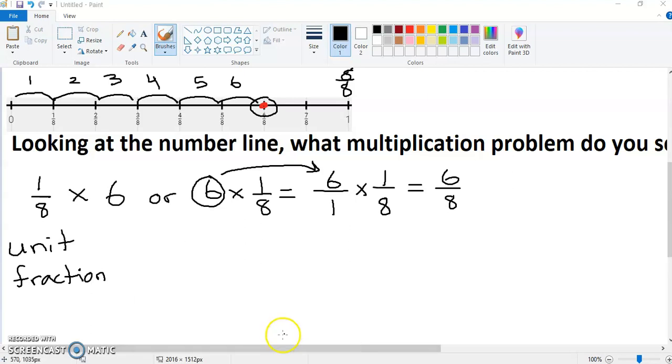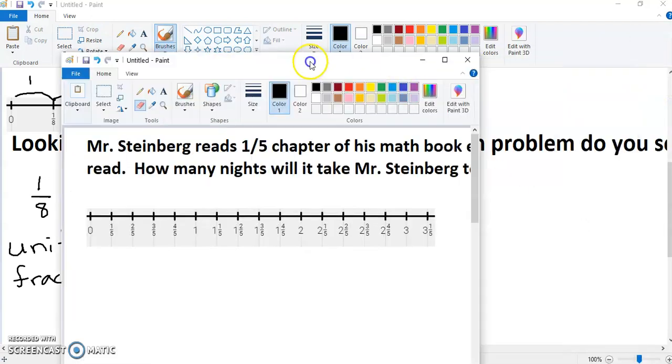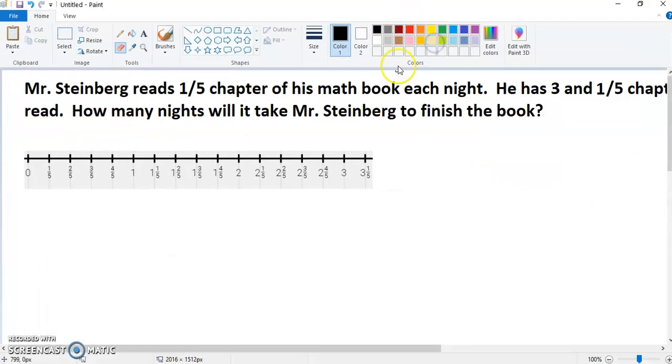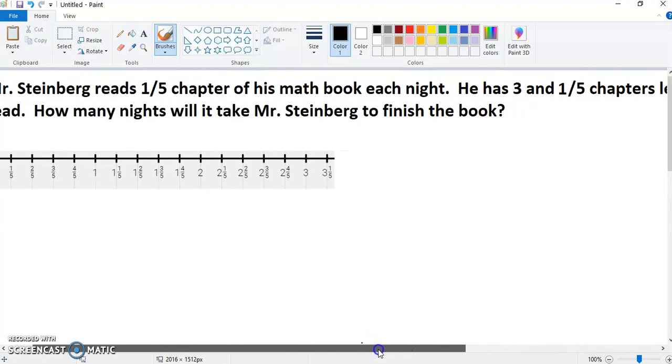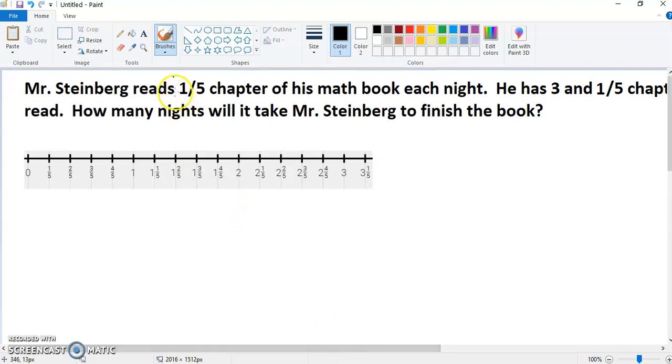All right, let's take a look at one more. This one's a little bit more challenging. And this will be the last one for this video, I promise. I know I'm already talking too much, but here we have a word problem. It says that Mr. Steinberg reads 1/5 chapter of his math book each night. He has 3 1/5 chapters left to read. How many nights will it take Mr. Steinberg to finish the book?